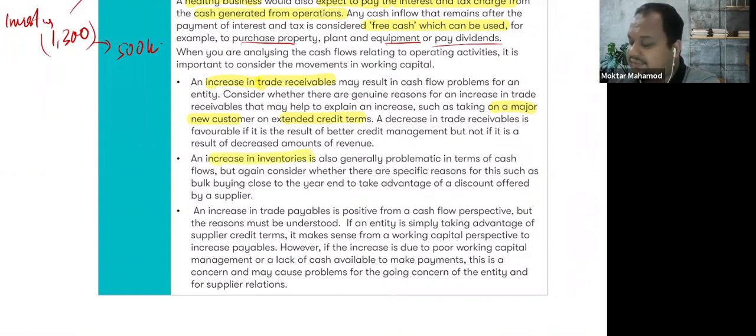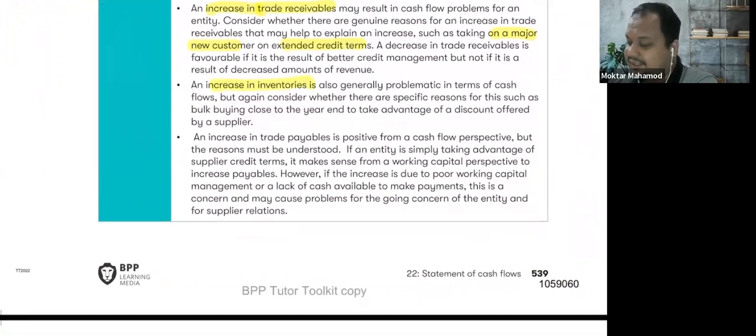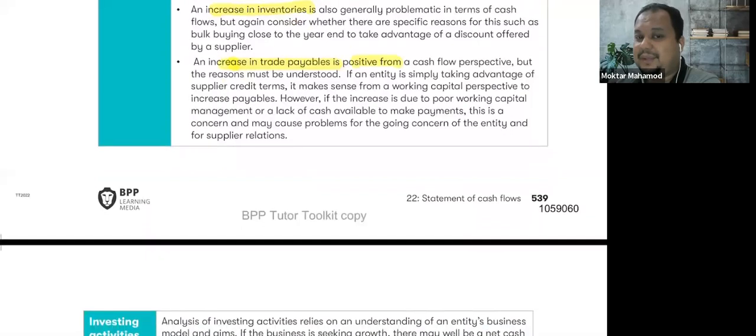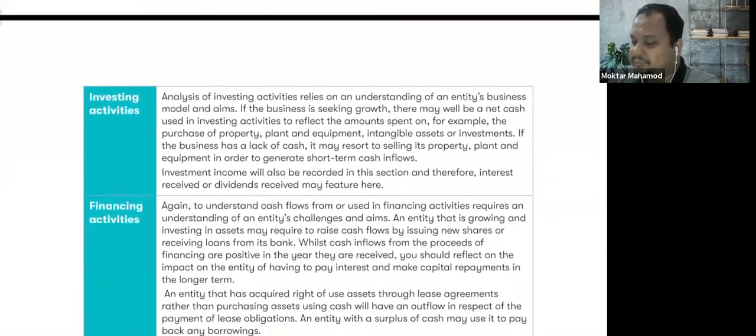Semua tu increase in inventories, or it may be reduced inventories. Like I said just now, they may need to sell more inventory. So semua ni kena tengok. Increase in trade payable is a positive because you are the one who delay the payment to the client.